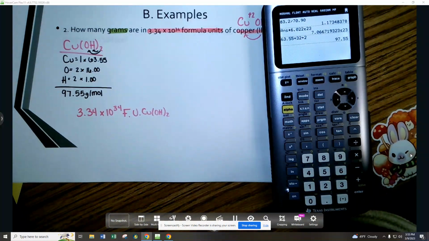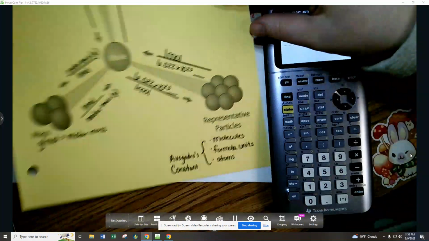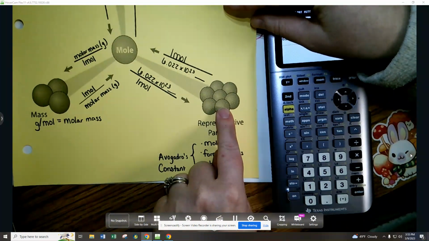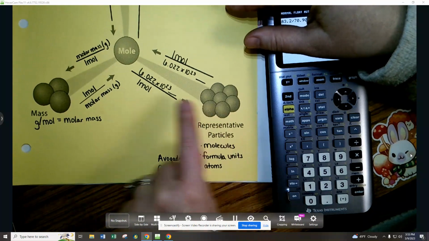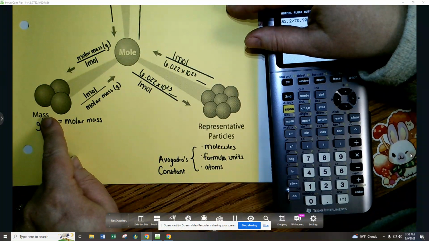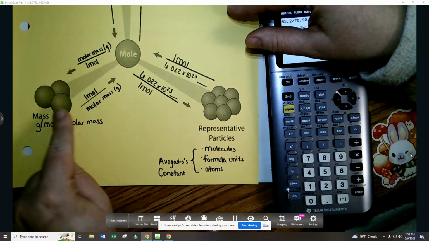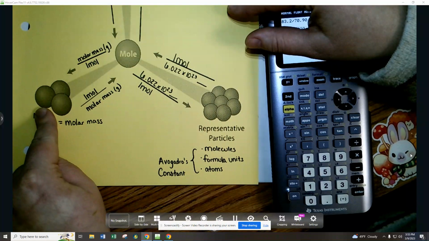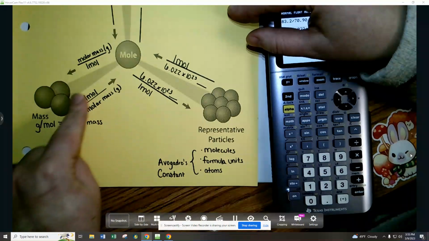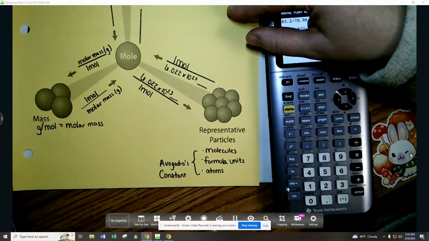When we go to look at our map, if we're not sure what to do, we have formula units, which is one of the 3 representative particles. We need to get it to grams. So this problem is just an inverse of what we just completed. In order to get from here to here, there's no direct relationship. The only way to get to that point on the map is through the mole. And to get from there, the use of Avogadro's constant.